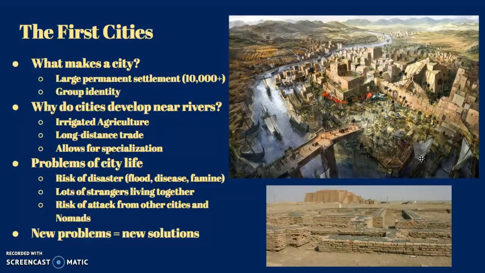So there are obvious advantages of living in a city, but there are also some serious problems. And a lot of what happens in Mesopotamian history is an attempt by these cities to solve these major problems. So these problems are the risk of natural disasters like flood or disease or famine, the problem of having a lot of strangers who don't know each other living right next to each other, which can lead to a lot of crime. And there's also the big problem of attacks from other cities or nomads, because cities have lots of good stuff and other people want to take them.